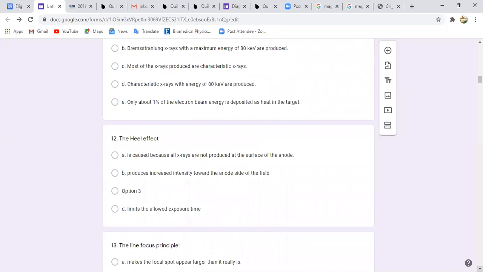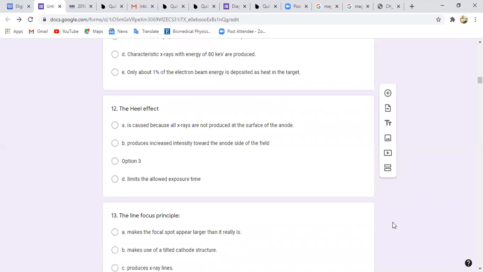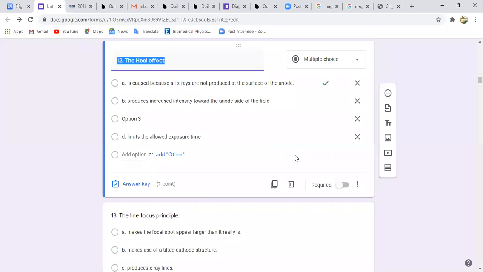So the heat effect is caused by what? I think I tampered with this question. The heat effect, A. Yeah, it's A, because electrons are not produced all at the same surface. Some are produced deep down, some on the surface. Those produced deep down have less energy.